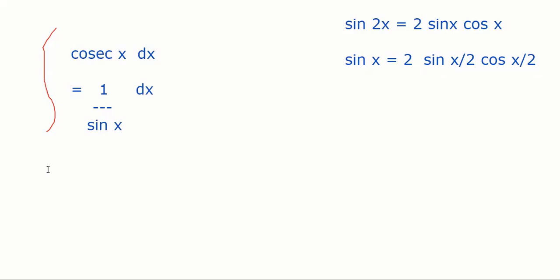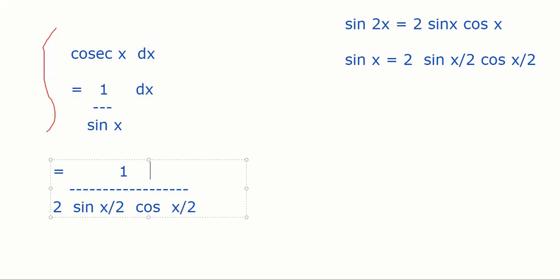So my integration becomes now 1 over 2 sin x by 2 cos x by 2 dx. So it is becoming more and more complex. Now, why are we doing this? Because somehow I want to make it look like f dash x by f x.